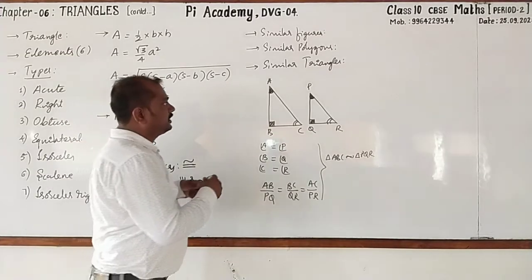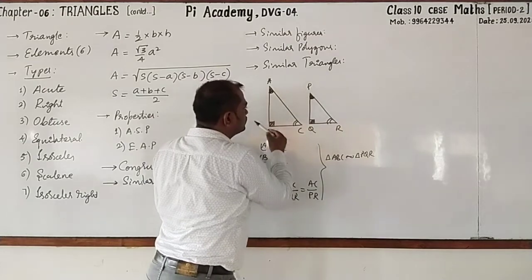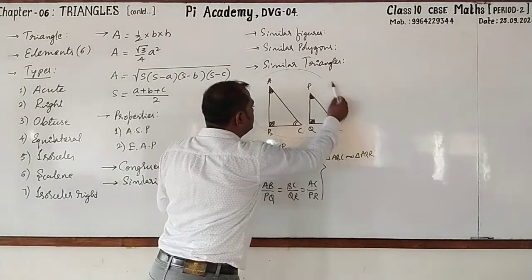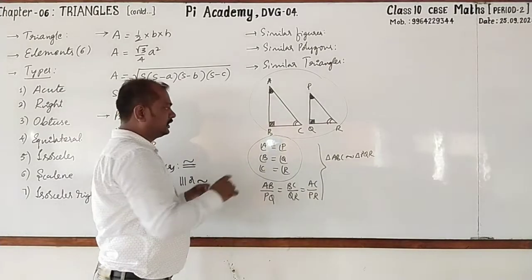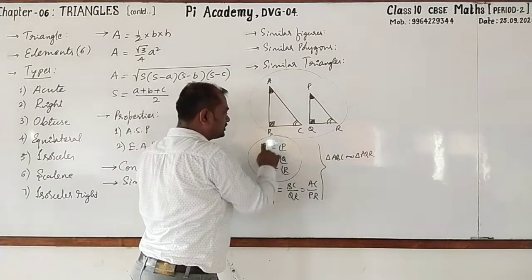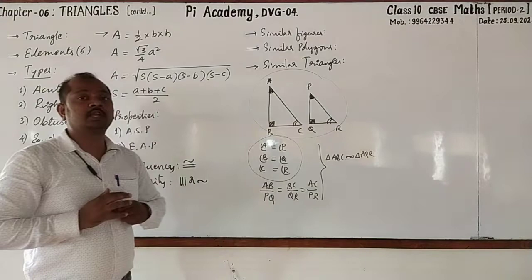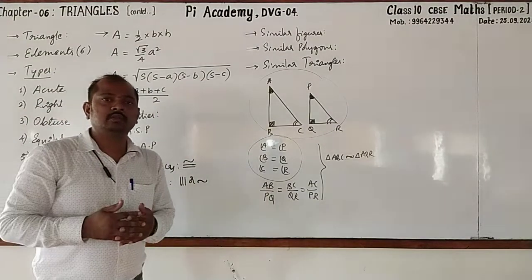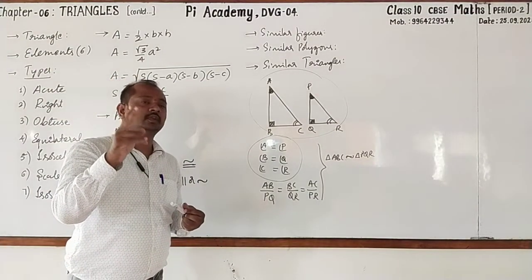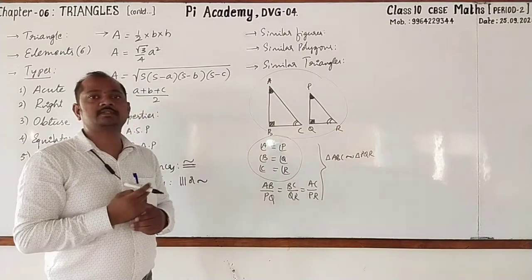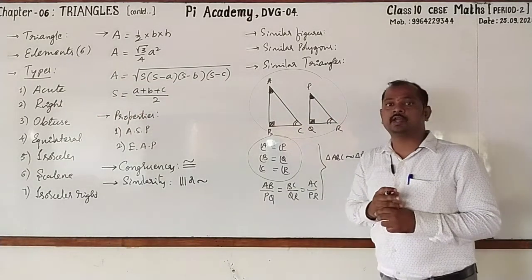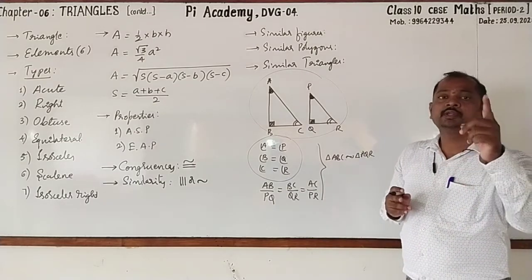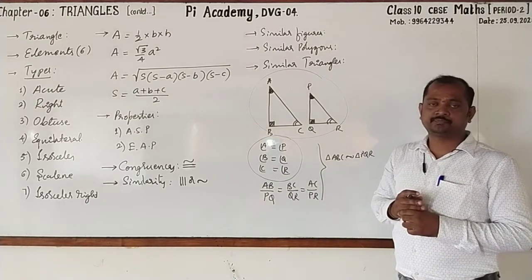Dear students, here observing these two triangles, I am going to take only this part. That is, in these two triangles, corresponding angles are equal. Then what do you call the two triangles in which the corresponding angles are equal? They are called equiangular triangles. Please do remember, equiangular triangles.